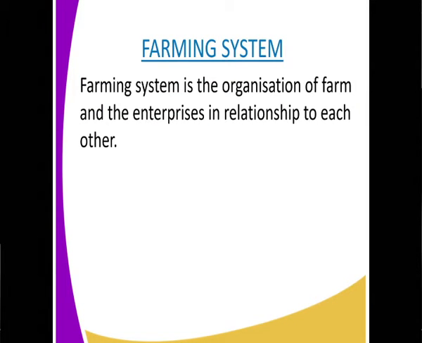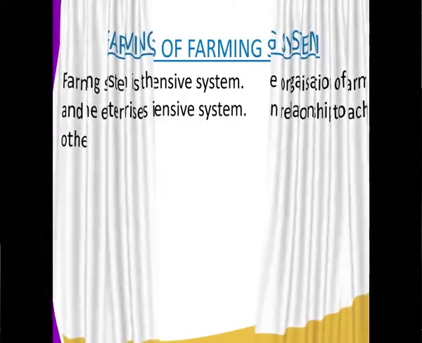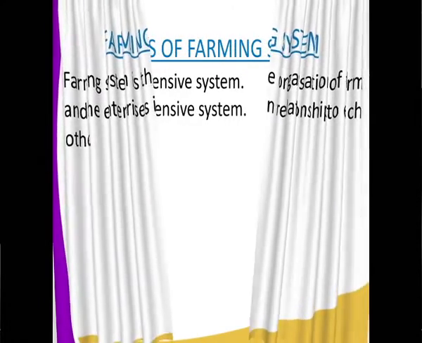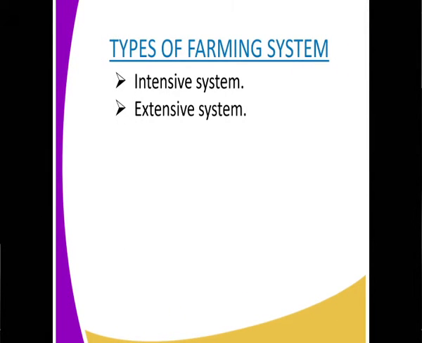On the other hand, we will look at the various farming systems that are normally used in the farm. To start with, what is a farming system? A farming system is the organization of the farm and the enterprises in relation with each other in the farm. Types of farming system, there are 2. We have the intensive farming system, and the second one, we have the extensive farming system.